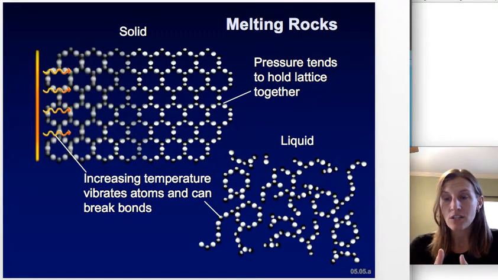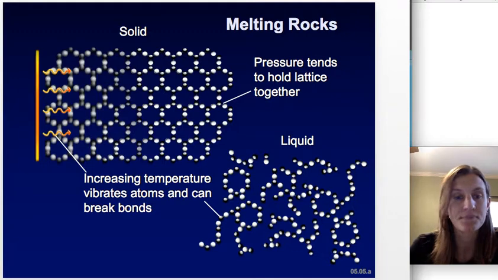But as you go into Earth, remember that both pressure and temperature are increasing. Pressure is increasing, which holds it together, but temperature is increasing, which is vibrating those atoms. At some point, you might have the case where temperature is increasing greater than pressure, and that's when you can get melting. One way.